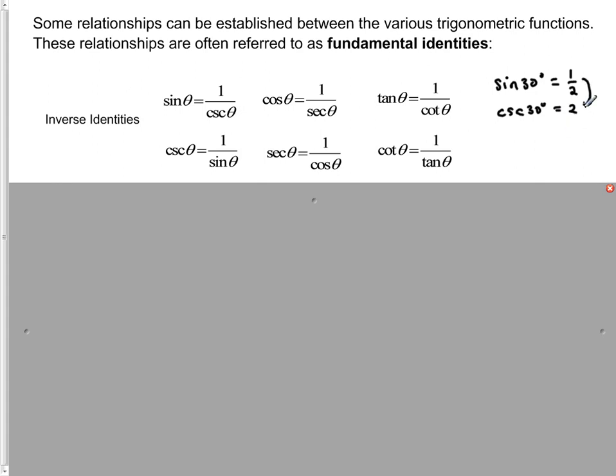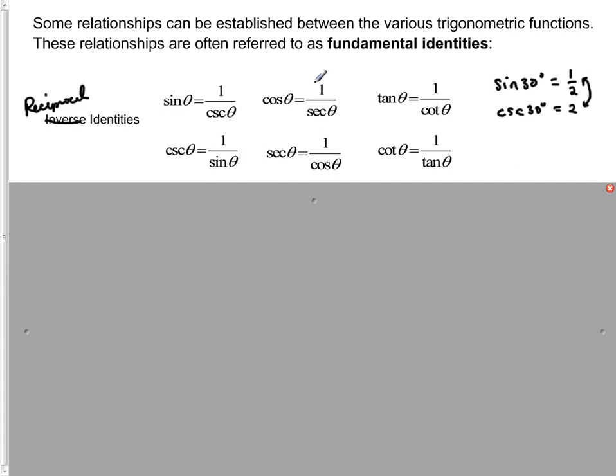These two are inverses of one another. We just simply take the reciprocal. I say inverse identities, I guess I should really say reciprocal identities. Let's call them reciprocal. These reciprocal identities apply for each of the trigonometric functions. So, for example, sine of theta is equivalent to saying 1 over the cosecant of theta. Or likewise, cosecant of theta is the equivalent of 1 over the sine of theta.